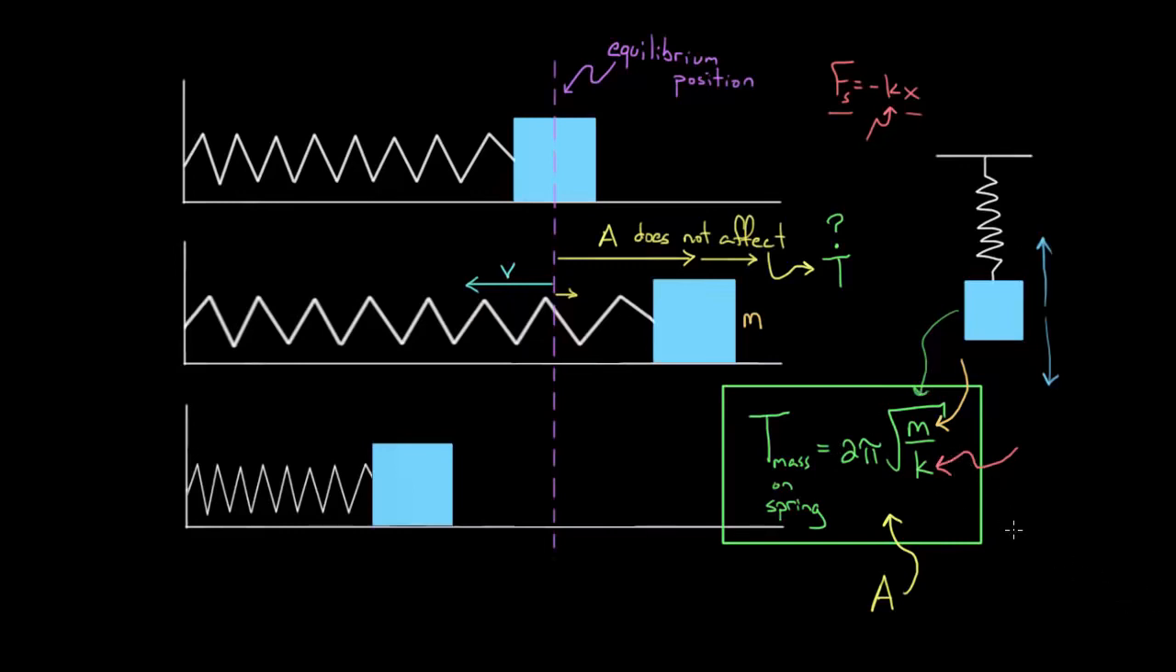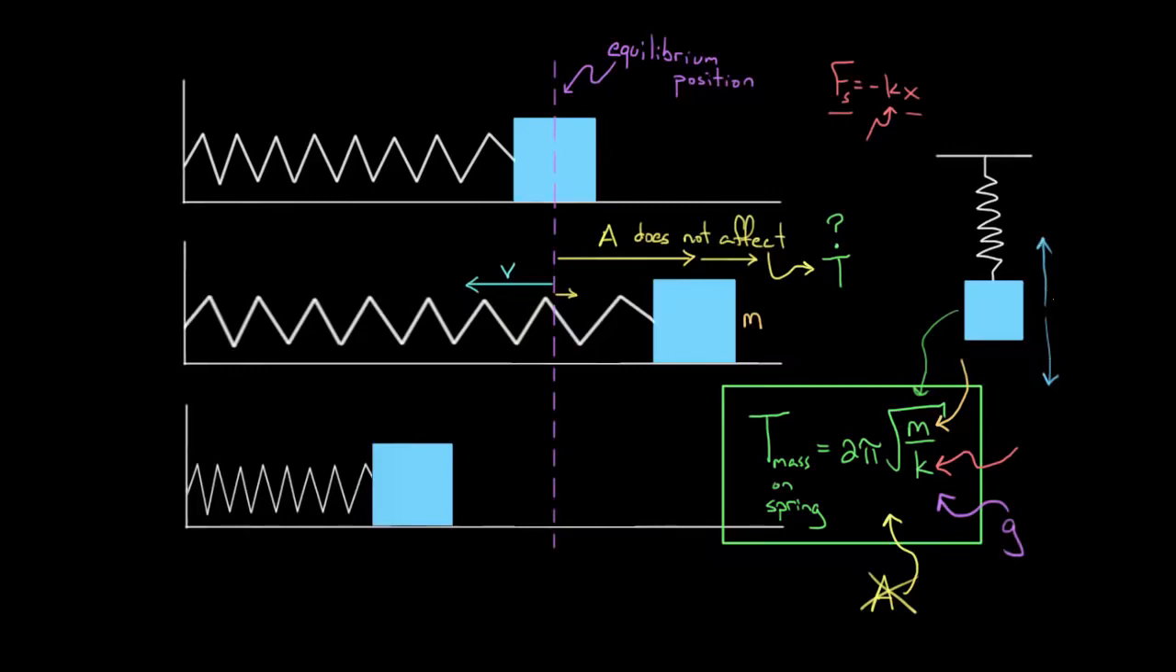In other words, it does not depend on the gravitational constant. So little g doesn't show up in here. Little g would cause this thing to hang downward at a lower equilibrium point, but it does not affect the period of this mass on a spring, which is good news. This formula works for horizontal masses, works for vertical masses, gives you the period in both cases. So recapping, the period of a mass on a spring does not depend on the amplitude. You can change the amplitude, but it will not affect how long it takes this mass to go through a whole cycle. And that's true for horizontal masses on a spring and vertical masses on a spring.